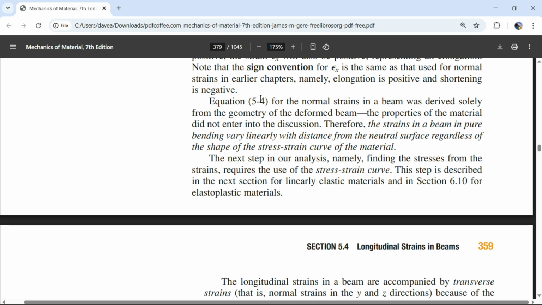Like my teaching method, and your learning method, especially if you're revisiting a chapter you've already read: see if you can foreshadow what's going to come, like this follows that follows the next thing. I think that's a very good approach. So equation 5.4 for normal strains in a beam was derived solely from the geometry of the deformed beam. So we're just saying, hey, the beam has curve just because we observe curve. Like when we go to deform a beam or put load on it, it looks like it curved.